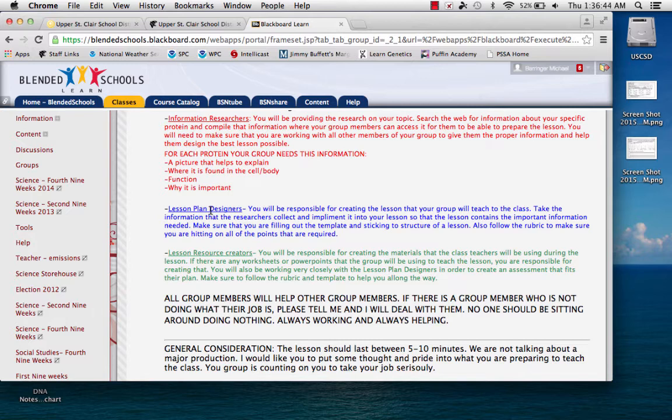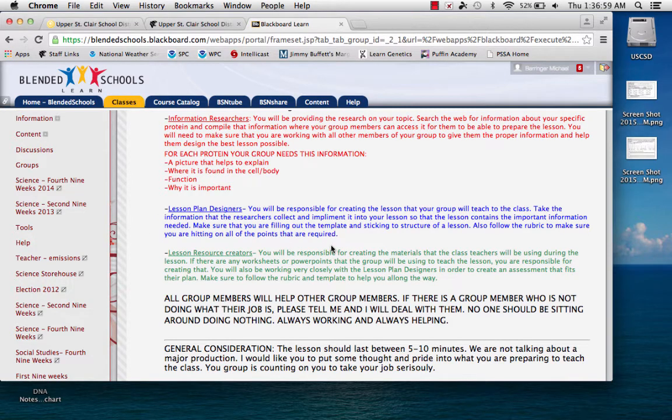That's going to be your job. You are going to be creating a lesson that your group will teach to the class. You need to take the information that the researchers have collected and implement it into your lesson so that your lesson contains this information at the bare minimum.